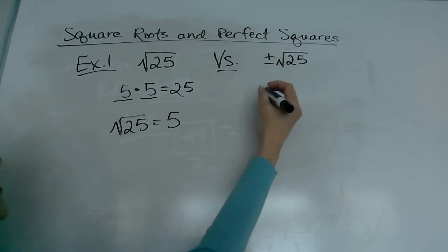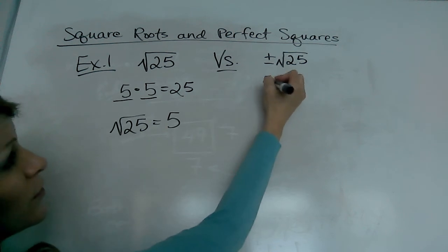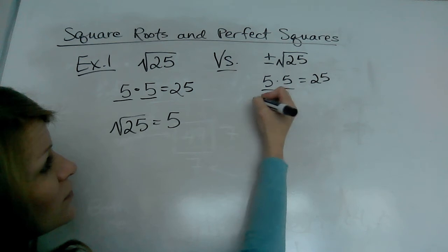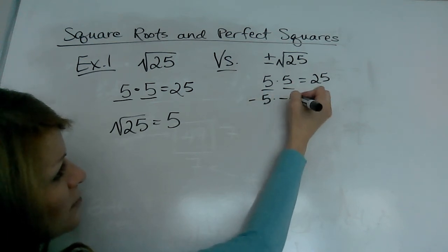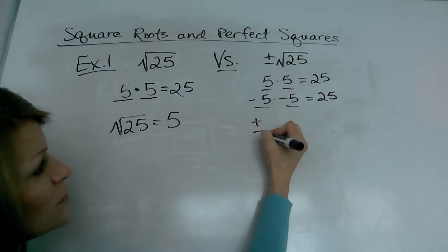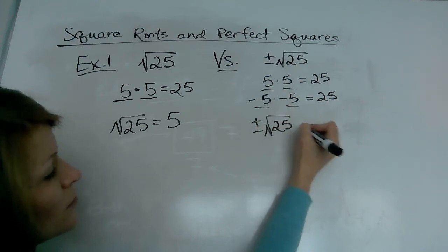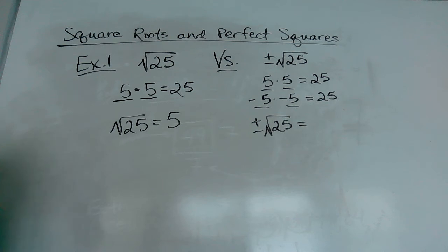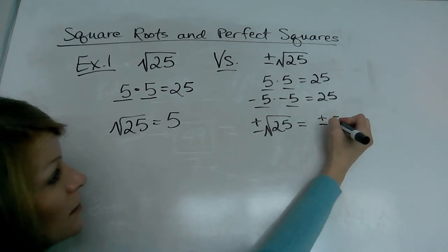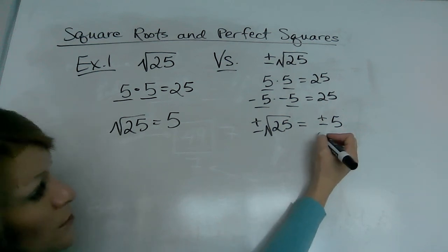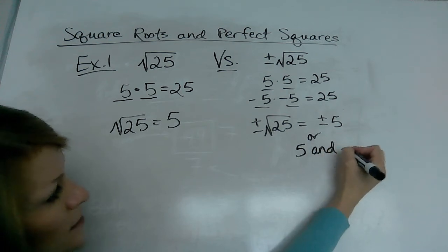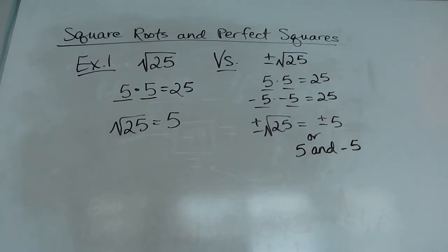So in this case, we would have both 5 times 5, giving us 25, and -5 times -5, giving us 25, which means we are going to write both answers, positive and negative 5. And you could write it like that to represent both numbers, or you could say 5 and -5. Both are acceptable.